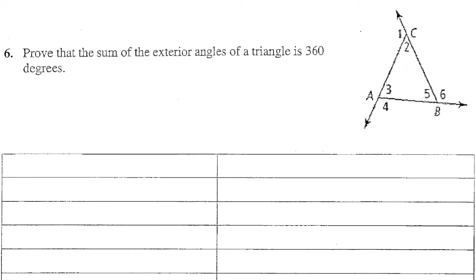All right, here's a fun one. Number 6. Prove that the sum of the exterior angles of a triangle is 360 degrees. This is something that you'll learn later on is not only true, as you're going to prove here in a second, but also something that you'll notice is common among other polygons as well. Without giving you too many spoilers, I'll just leave it at that.